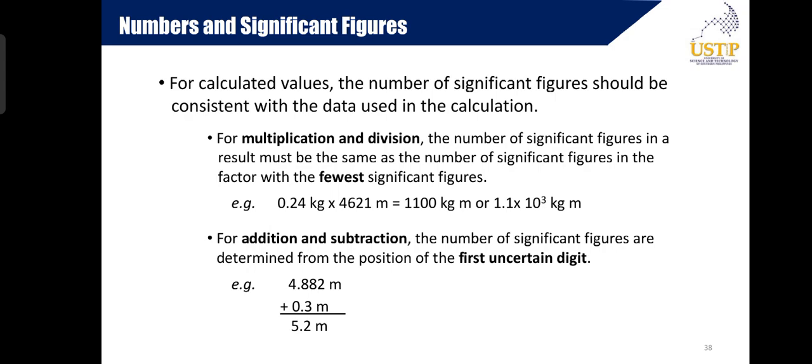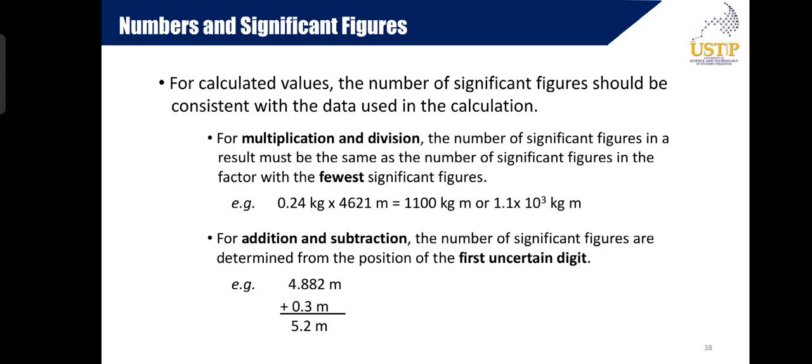Since we are required to show it with the correct number of significant figures, 1,100 is already 4 significant figures, which does not follow the rule of significant figures in multiplication and division. So since there are only two, we have to convert it into two significant figures, which is 1.1 times 10 to the power of 3 kilogram per meter.